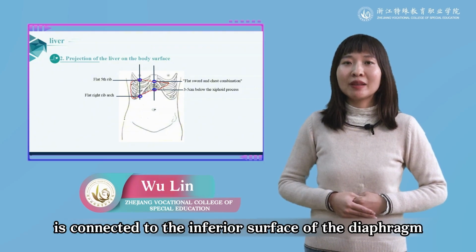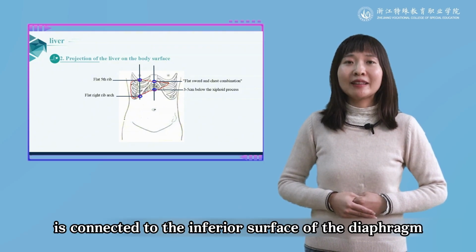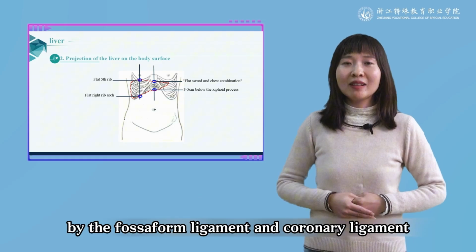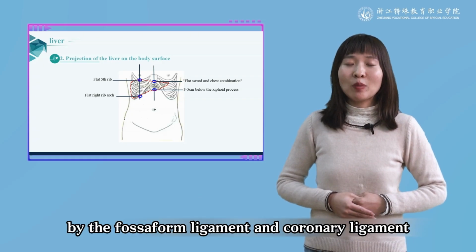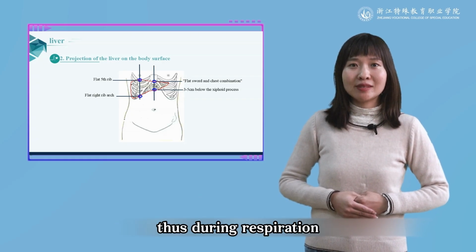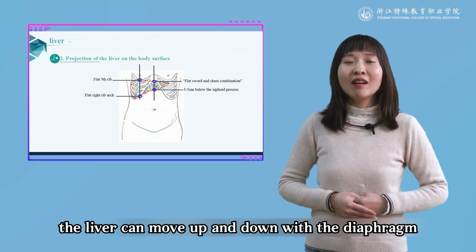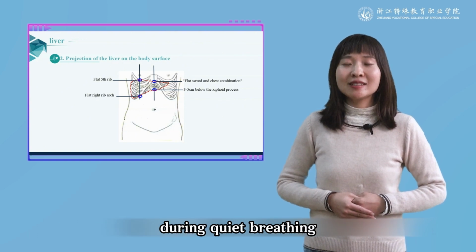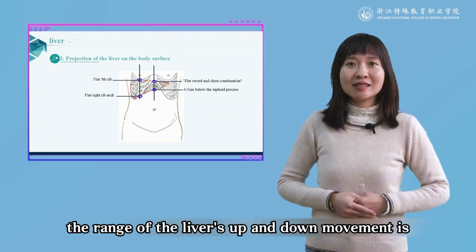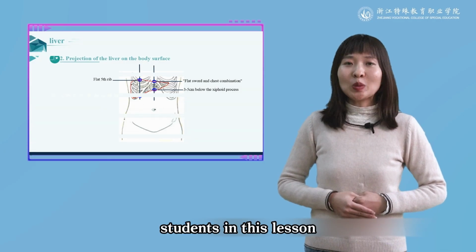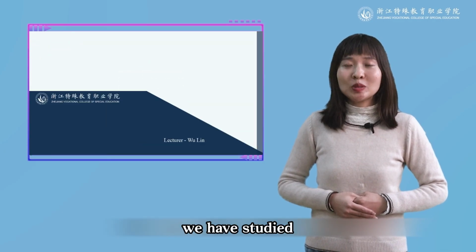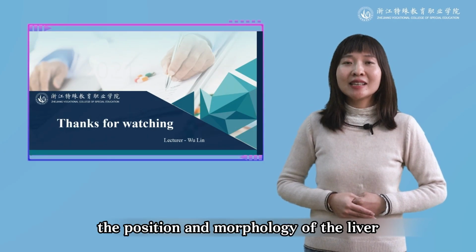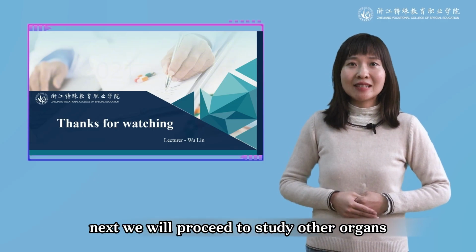The liver is connected to the inferior surface of the diaphragm and the anterior abdominal wall by the falciform ligament and coronary ligament. Thus, during respiration, the liver can move up and down with the diaphragm. During quiet breathing, the range of the liver's up and down movement is 2 to 3 centimeters. Students, in this lesson, we have studied the position and morphology of the liver. Next, we will proceed to study other organs.